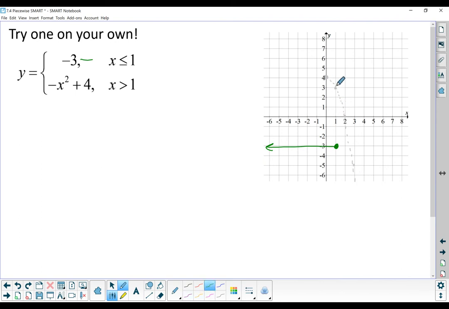So it starts for x is greater than 1. So we've got an open circle there. So we just have a very far side of that parabola. So this is what that would look like.